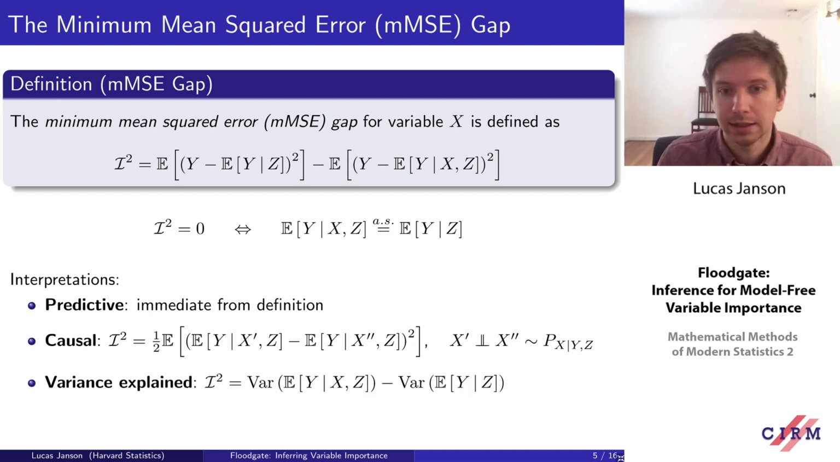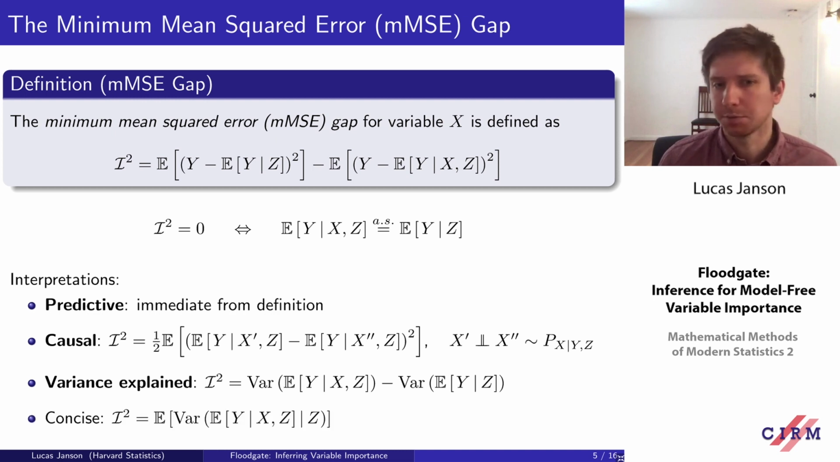Lastly, we can interpret it in terms of variance explained. So how much variance is explained by x and z together, minus how much variance is explained by z alone. So it's just this simple. And I'm not sure this helps with interpretation, but it happens to admit a fairly compact form, which I think is nice: just the expected conditional variance of the regression function of y given x and z. All right, so the minimum mean squared error gap is our measure of variable importance that we're going to care about.